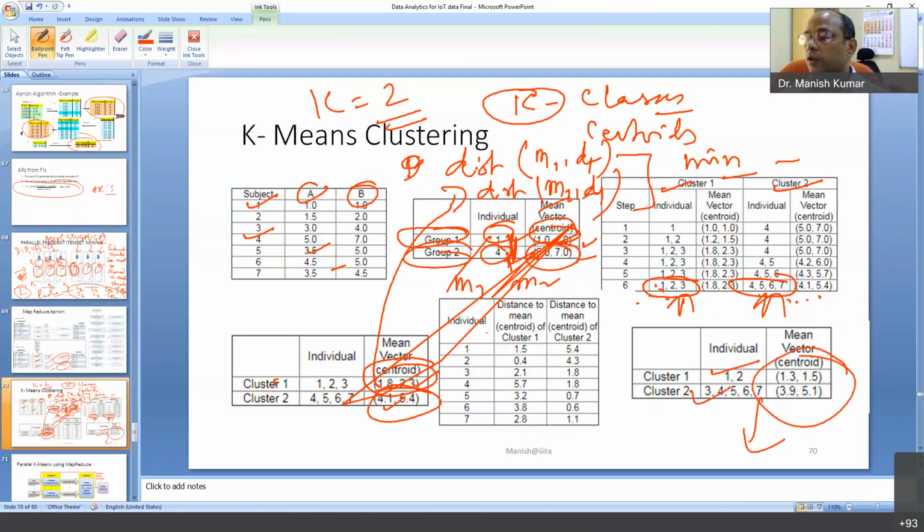If in any two successive steps or iterations there is no change in the cluster, you can stop k-means right there. So that is what k-means does.